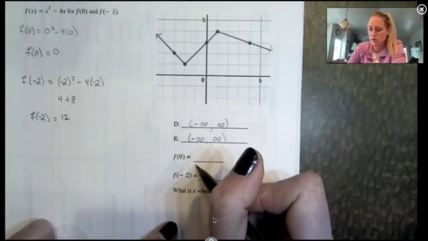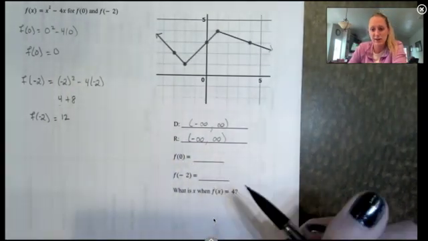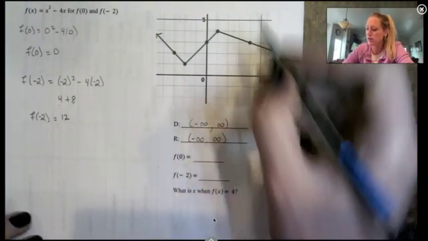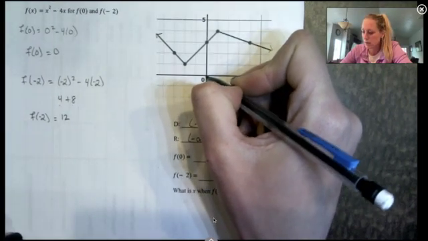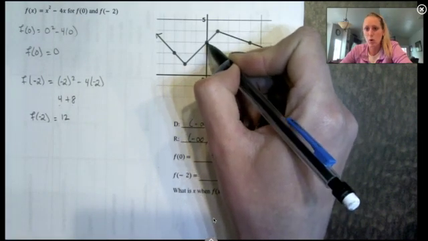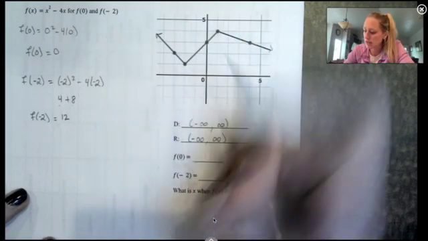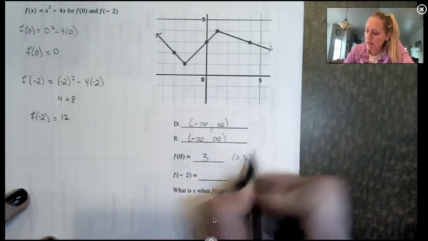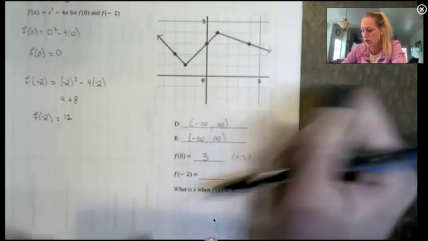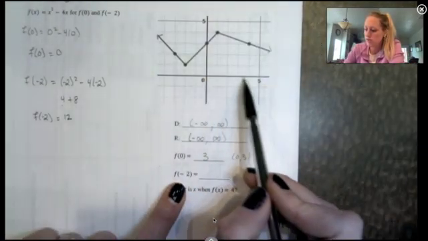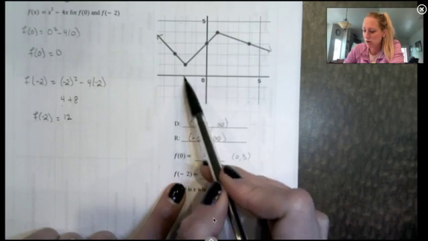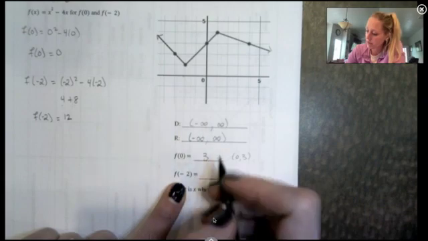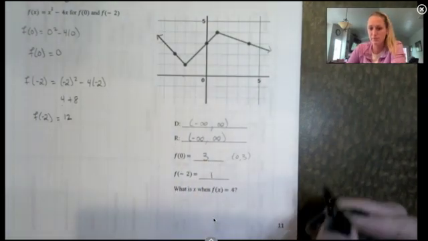Okay, f of 0. Remember, this input is an x value. So I'm asking, what is y when x is 0? I'm going to go find x is 0 here, and go up till I hit the graph and look at what the y value is there. In this case, it is 3. So when x is 0, y is 3, so the point (0, 3) should be on this graph, which it is. Okay, negative 2. We find negative 2 on the x-axis, go up to the graph. What is the y value there? It is 1. So f of negative 2 is positive 1.